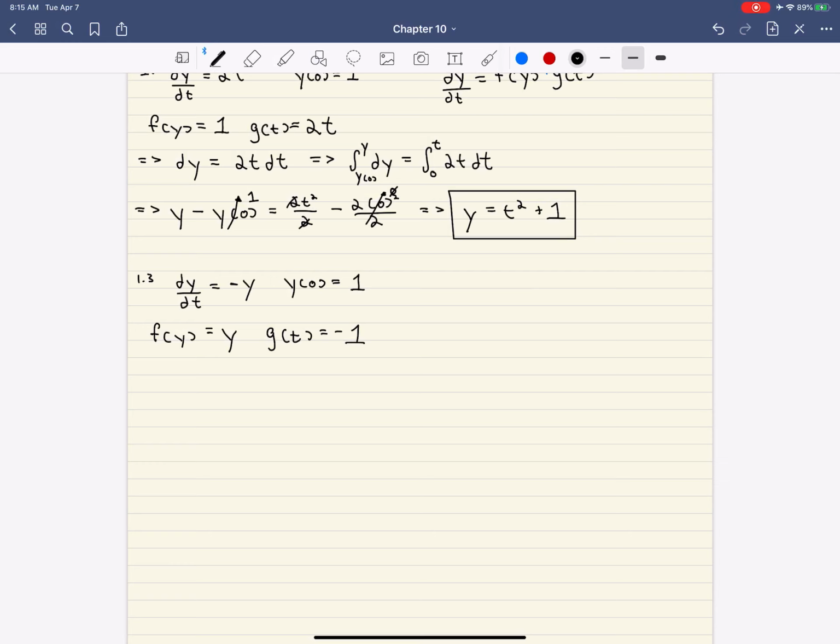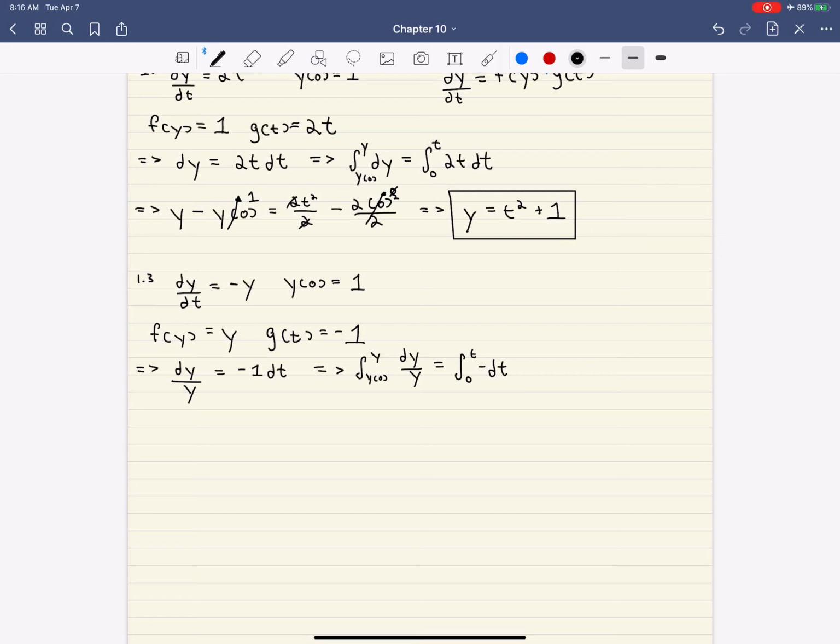Alright, so this is what I'm going to choose for these two functions. If you wanted, you could also just say your f of y is just equal to negative y, and your g of t is equal to 1. That's also fine to do. All right. In any case, I'm going to proceed with these choices. And so what I'll do is I'll move all the y stuff to the left-hand side and all the t stuff to the right-hand side. I'll then do a definite integral of dy over y. And on the right-hand side, it's a definite integral from 0 to t of negative dt.